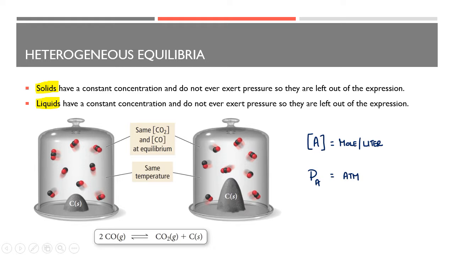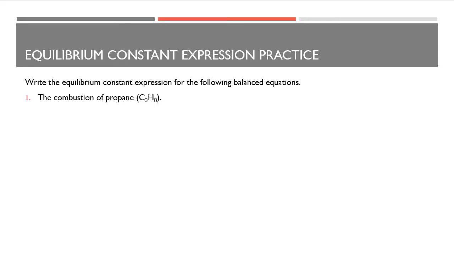They don't exert pressure, and they are left out of the equilibrium constant expression. So it's important to know the state of matter. If you have an aqueous solution, then we can use the concentration. If we have a gas, we can use the partial pressure. If we have a solid or liquid, we just ignore those in our equilibrium constant expression. And the reason we could ignore those is because solids and liquids do not exert pressure and they don't have concentrations.